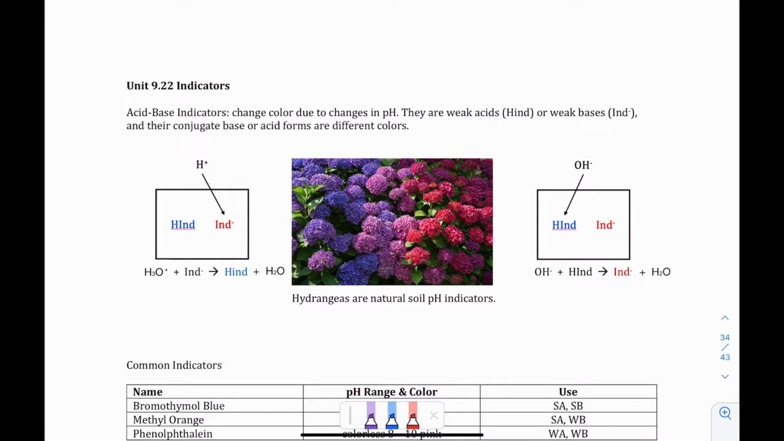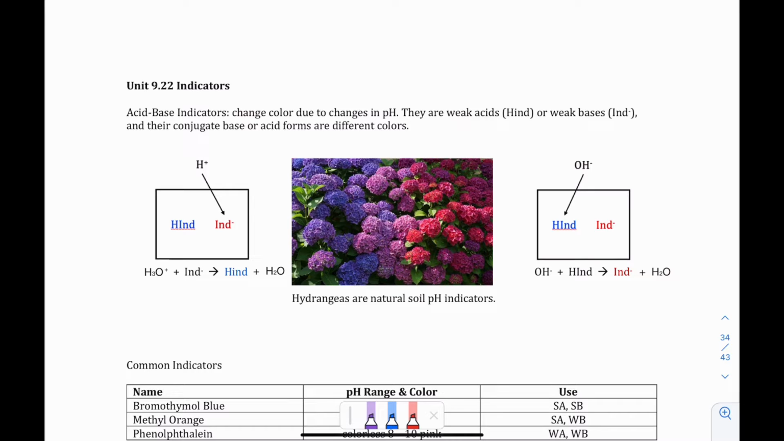Indicators are weak acids with a general formula HInd or weak bases with a general formula Ind-. What's special about indicators is the acid and base conjugate pairs are different colors. Another way to think of this is that indicators are different colors with an H+ versus without an H+.